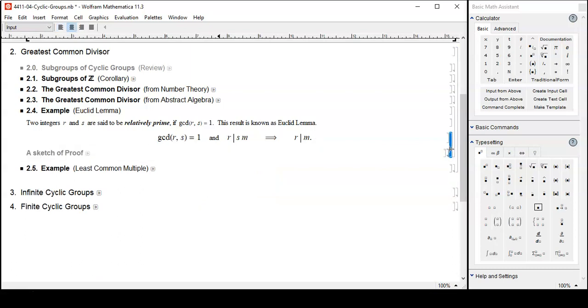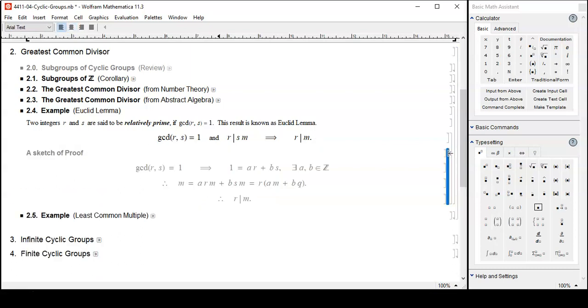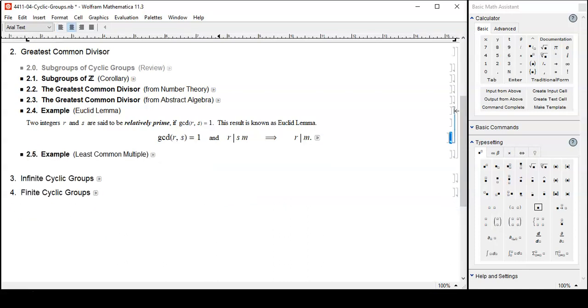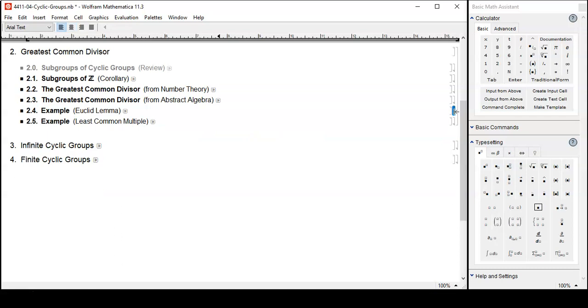What did I do here? Yep, I just gave you a sketch, some idea, not the full proof here. Okay, that was Euclid's lemma, and here's another example.